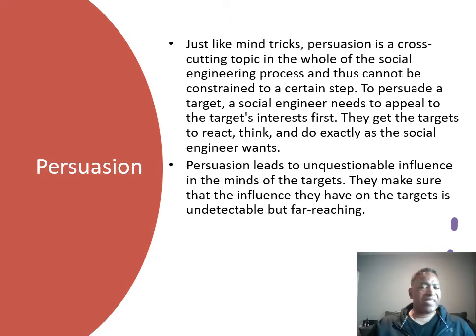So persuasion leads to unquestionable influence in the minds of the target. They make sure the influence they have on a target is undetectable but far reaching. At no point does the target feel as though they're being manipulated.